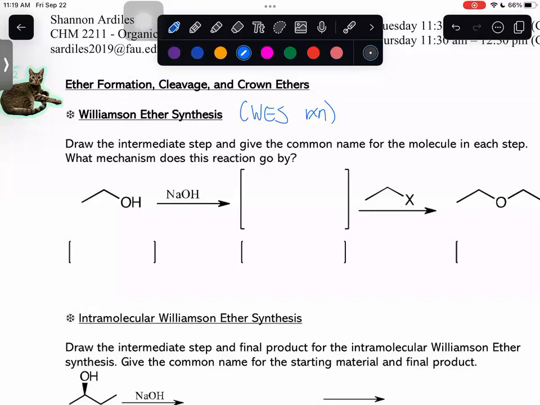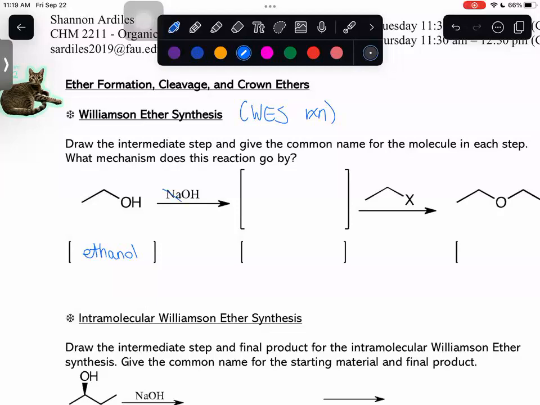Ethanol. We have two carbons in there. Okay, we have our ethanol. Now, the first reagent is going to be NaOH. What kind of reagent is that? Strong acid. Strong base in this case, remember.